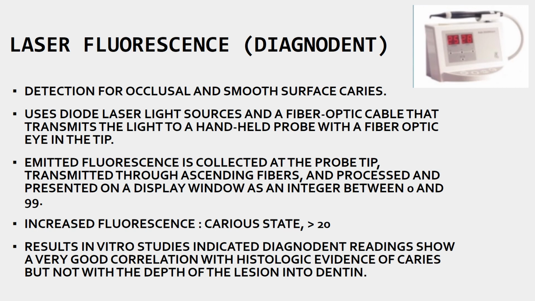The emitted fluorescence is collected at the probe tip, transmitted through the ascending fiber, processed and presented on the display window as an integer between 0 and 99. There is increased fluorescence if the carious state is more, above 20%. In vitro studies indicated that Diagnodent reading shows a very good correlation with the histological evidence of caries, but not with the depth of the lesion into dentine. So basically with the help of laser you are detecting occlusal and smooth surface caries. So this is Diagnodent.